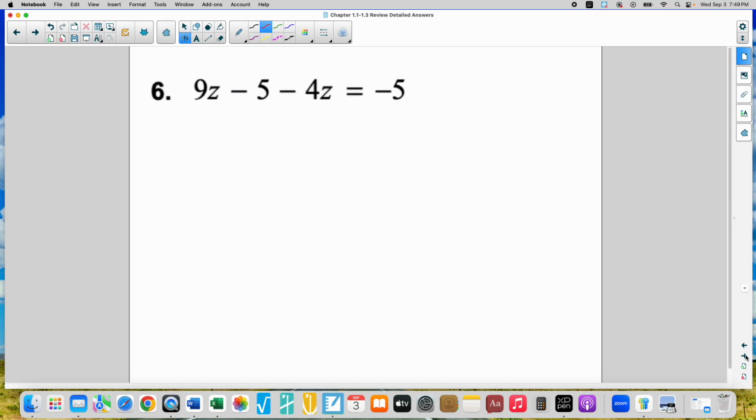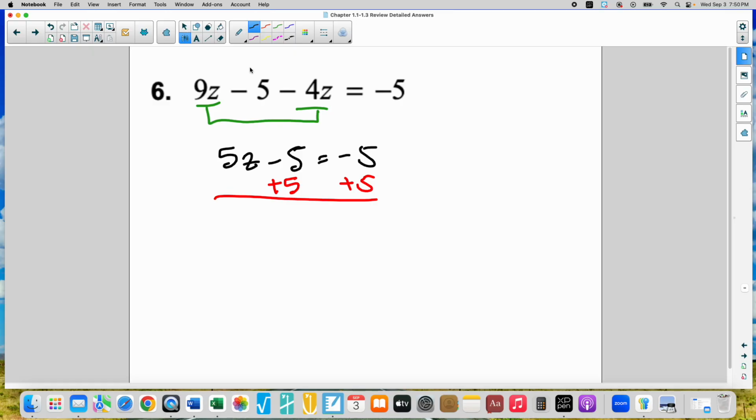Good. Number 6, we have like terms. We have 9z and negative 4z. Since everything is being added and subtracted across here, we can combine those like terms. 9z minus 4z is 5z minus 5 equals negative 5. Let's get rid of the things being added and subtracted. We got to get rid of the negative 5 by adding 5. We are left with 5z equals 0. We're going to divide by 5.